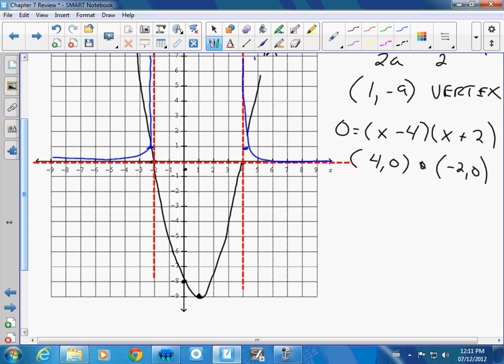What about the other two? 3.8 and negative 1.8. So 3.8, right there. And negative 1.8 there. Right? And there, look at that, that's our y-intercept.